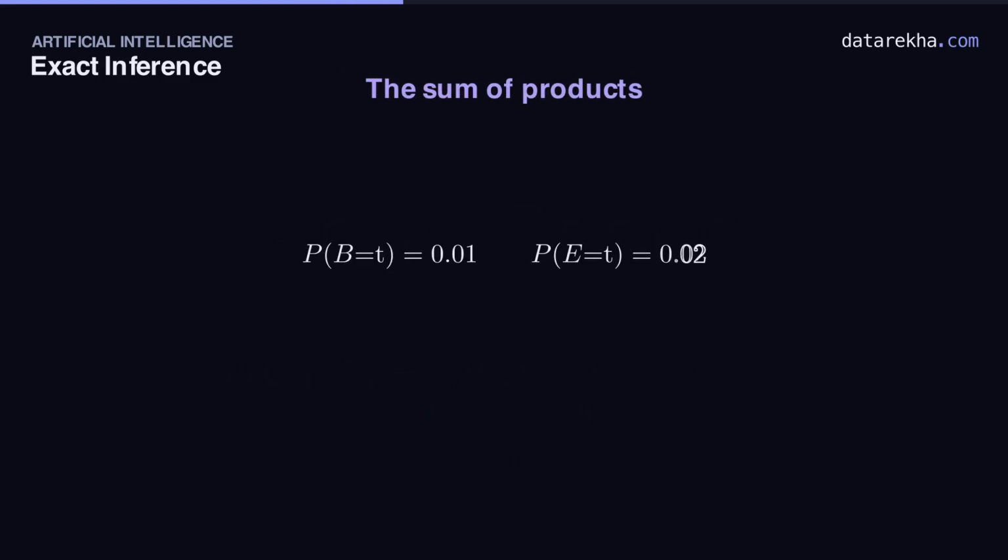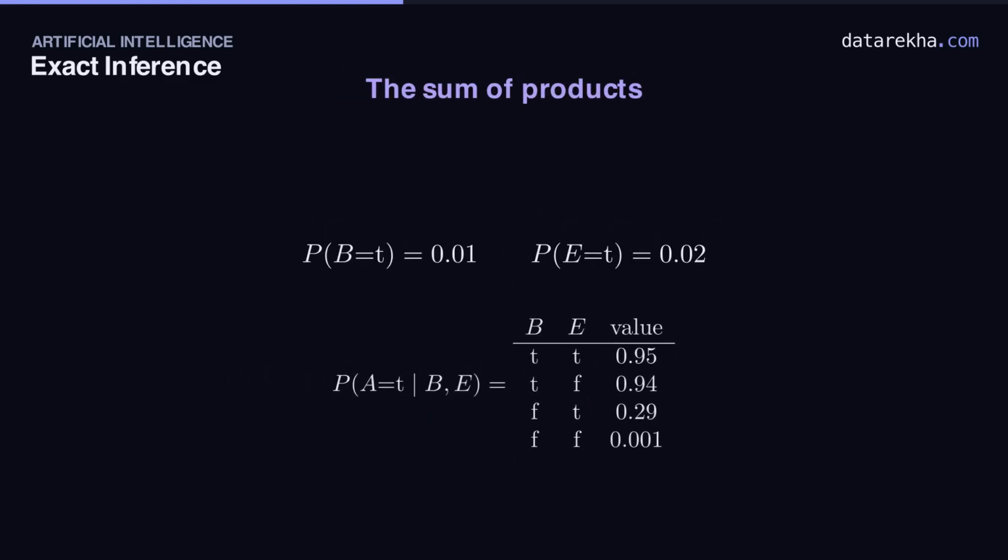Let's make it real with numbers. Burglaries are rare, 1 in 100. Earthquakes rarer still, 2 in 100. And the alarm table. It almost always rings for a burglary, sometimes for a quake, and only very rarely on its own. A false alarm probability of 1 in 1,000.